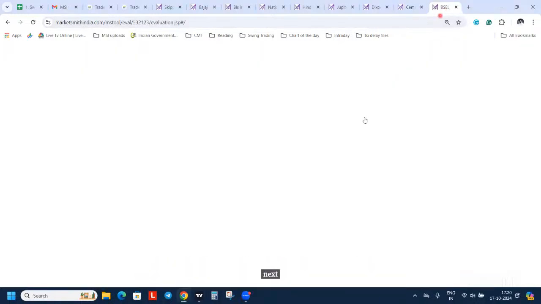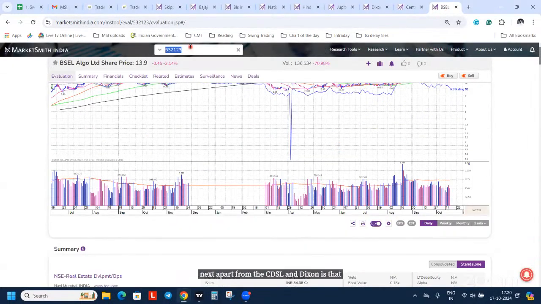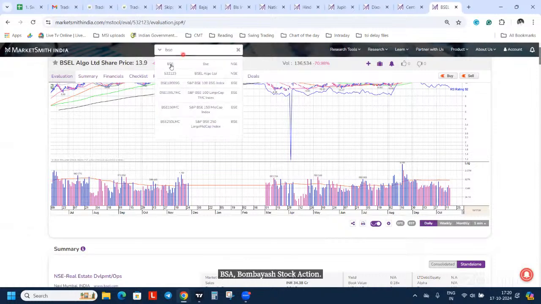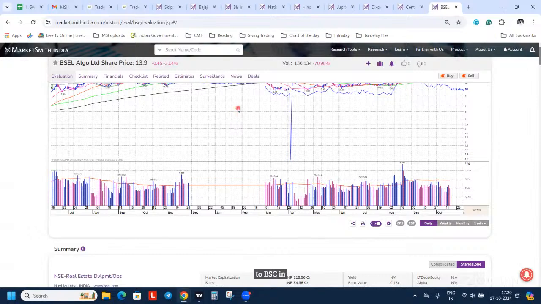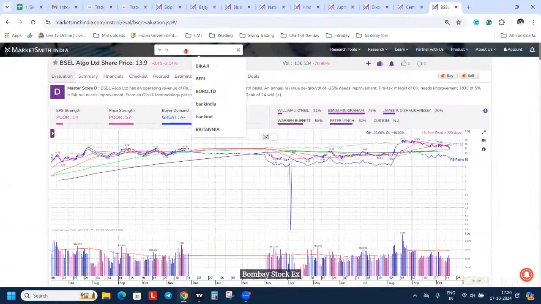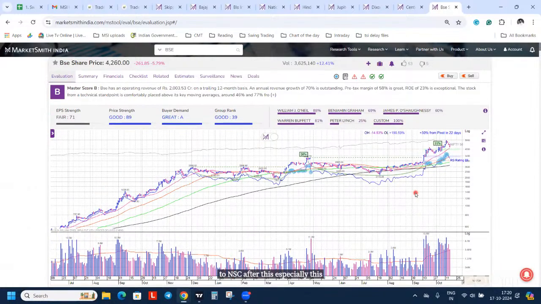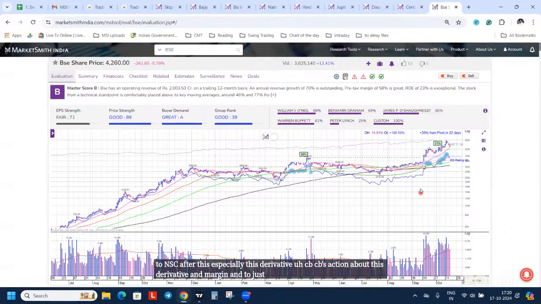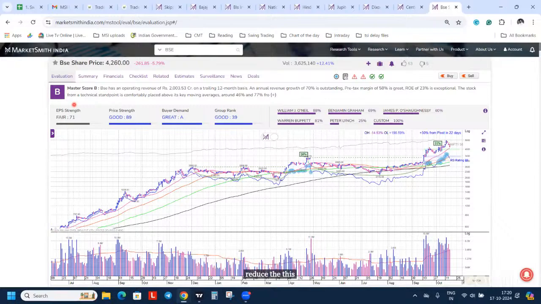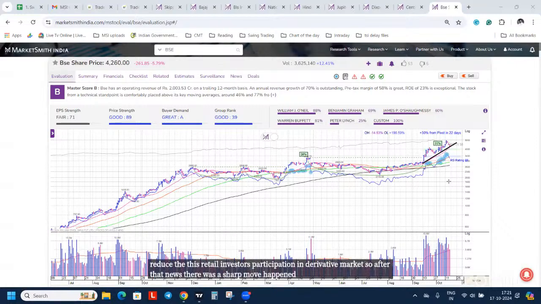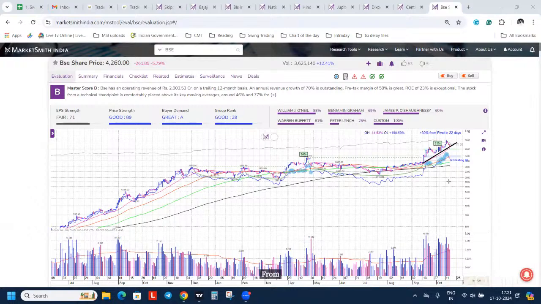Next, apart from this CDSL and Dixon, is BSE, Bombay Stock Exchange. In the last few days, Bombay Stock Exchange has comparatively gained to NSE after SEBI's action about derivatives and margin, to reduce the retail investors' participation in the derivative market. After that news there was a sharp move in the Bombay Stock Exchange and the stock has gained substantially, from the level of 3,000 to almost 5,000 in the next couple of months.